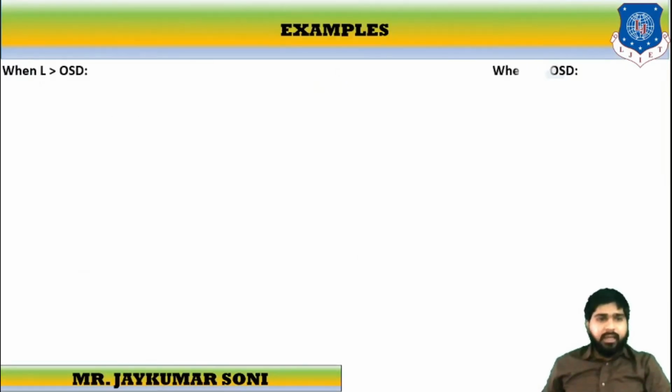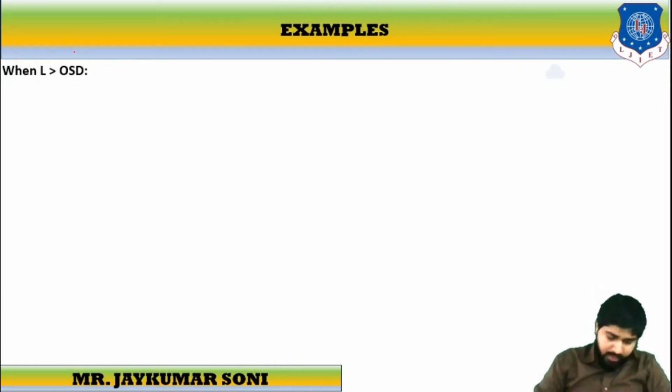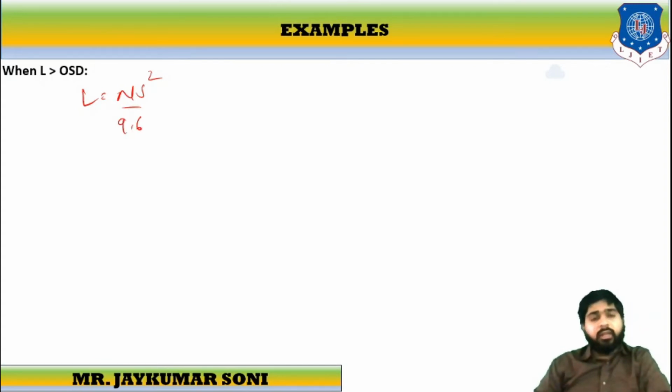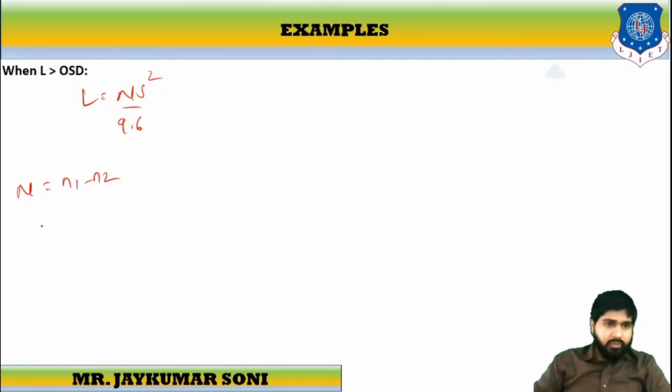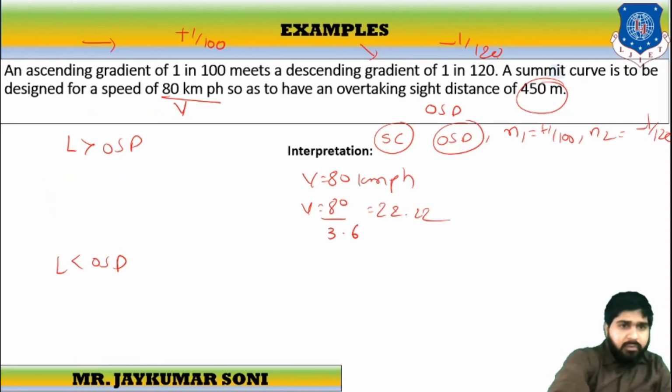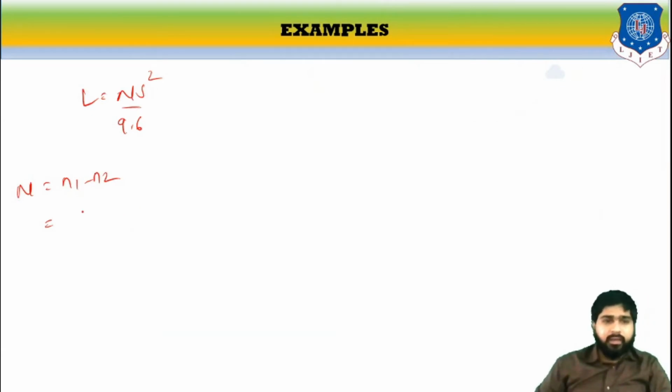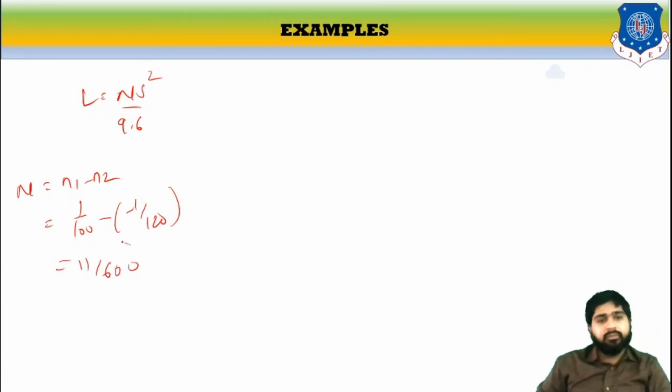So let us consider the criterion when L is more than OSD. Let us write down the values. L is equal to N S square by 9.6. We have to calculate the value of N. So N will be N1 minus N2. What was the value for N1 and N2? N1 was 1 by 100 and N2 was minus 1 by 120. So 1 by 100 minus 1 by 120. If we calculate this value, the answer will be 11 by 600.